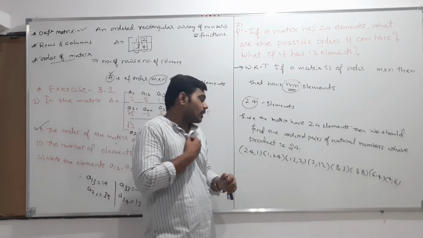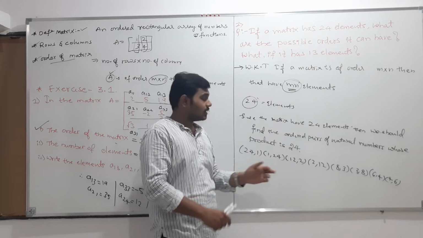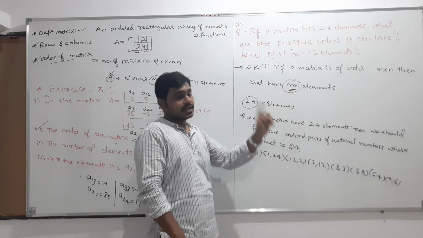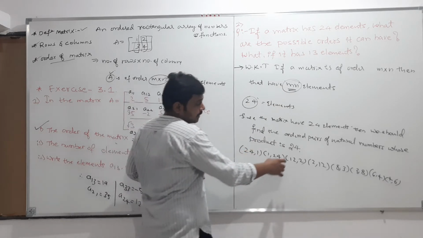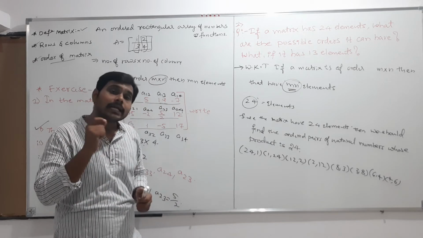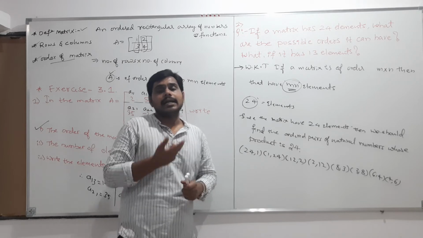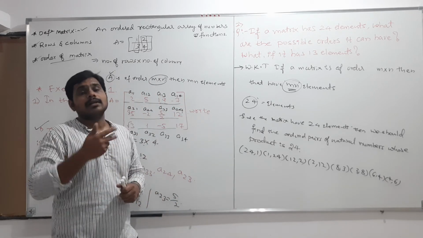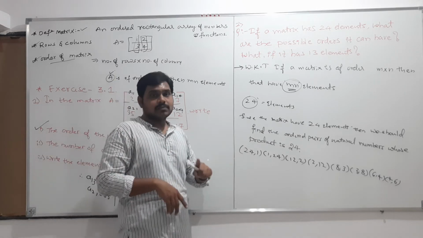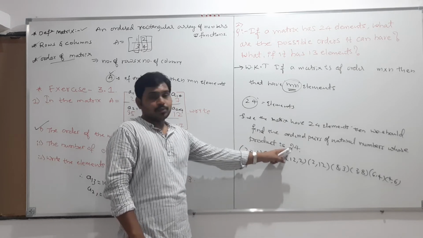To find that, I used this note: the product of the two numbers will be the order m cross n. So I found 24. I am finding two natural numbers, taking only natural numbers because an order is always in the form of natural numbers. It won't be negative; we should not say there are minus 2 rows or minus 3 columns. So these are the possible orders which give the product as 24.